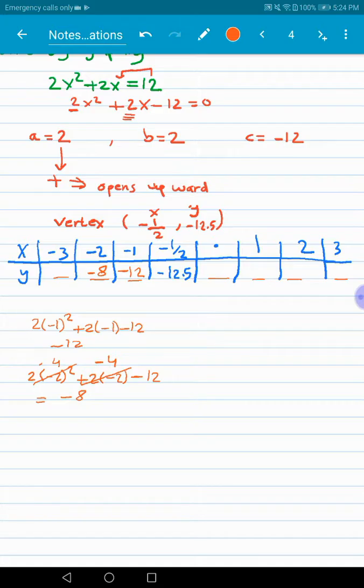Replace the minus 3. 2 times minus 3 squared plus 2 times minus 3 minus 12. This gives you 9. 2 times 9 is 18. This is minus 6. 18 minus 6 is 12. Minus 12, this is 0.